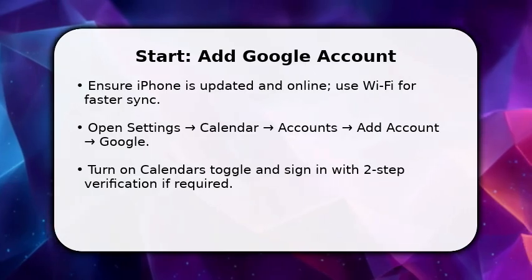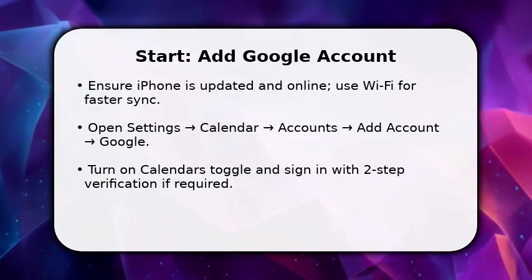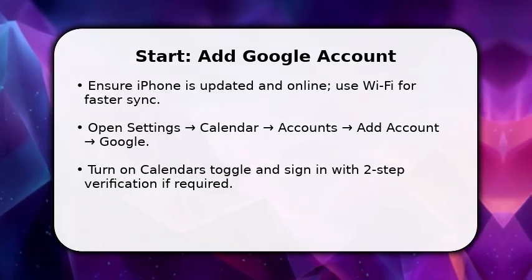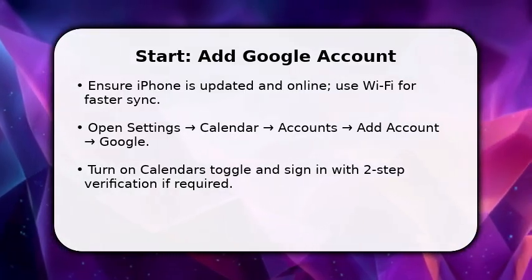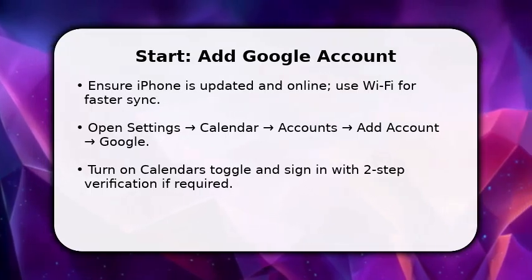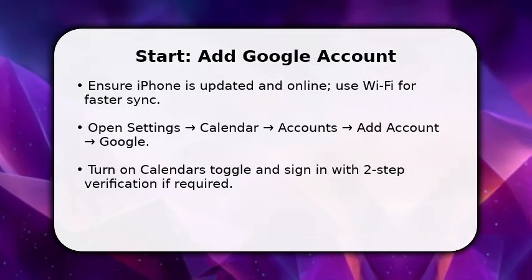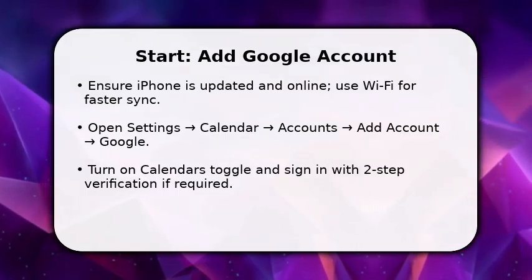Enjoy the video. You begin by adding your Google account to the iPhone so calendars can sync. Once you open Settings, go to Calendar, then Accounts, and tap Add Account, choose Google, and sign in. Make sure Calendars is toggled on for that account. This authorizes two-way sync. If you use two-factor authentication, complete that step.